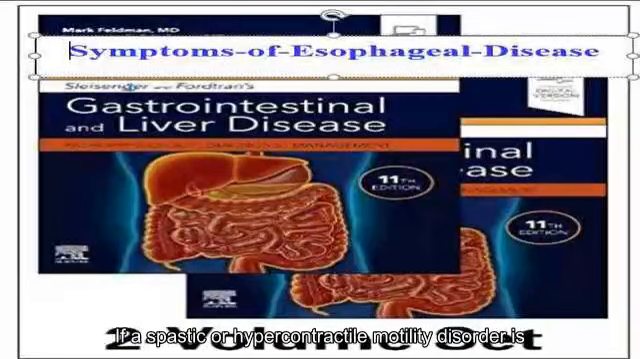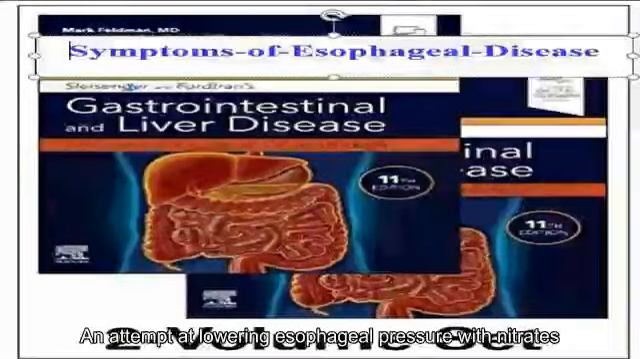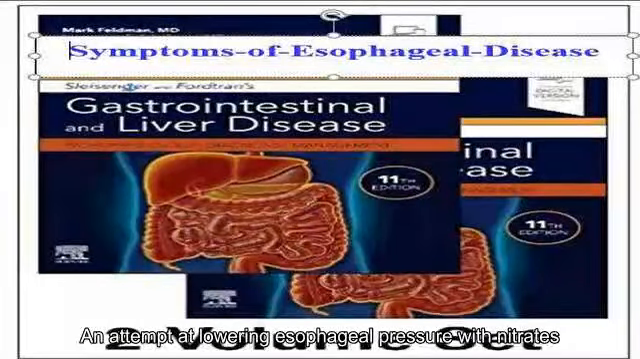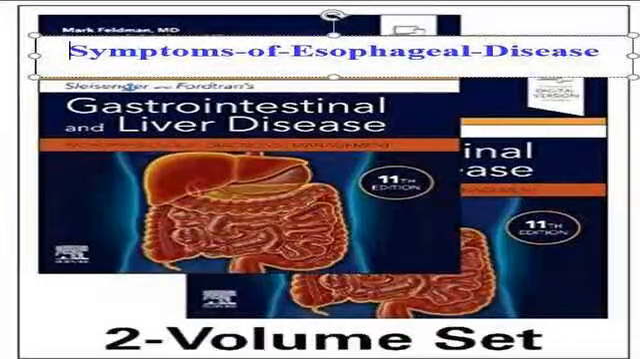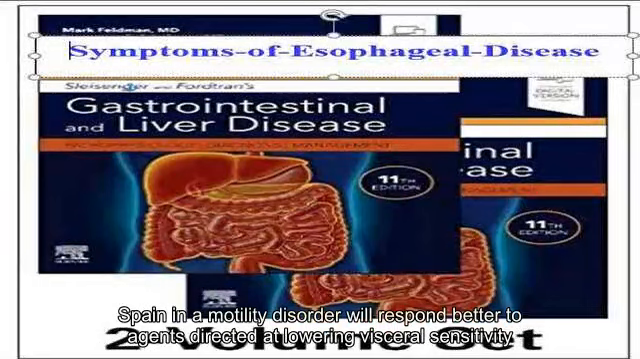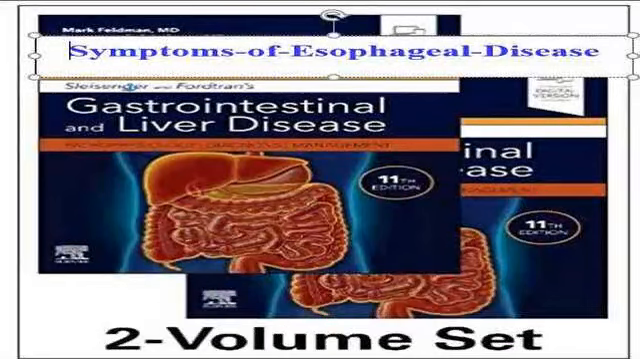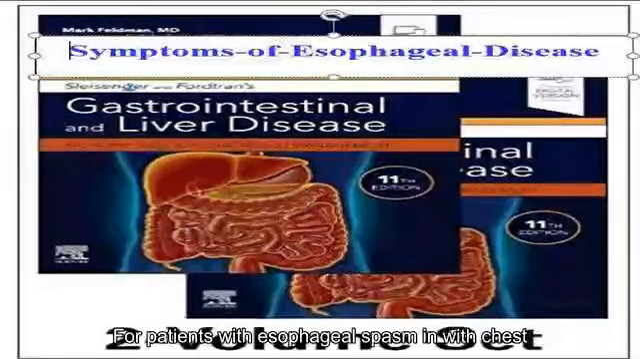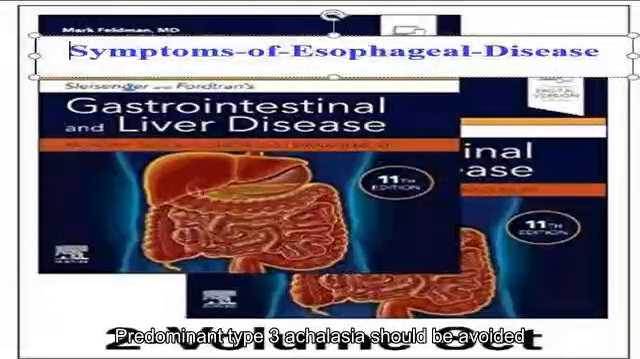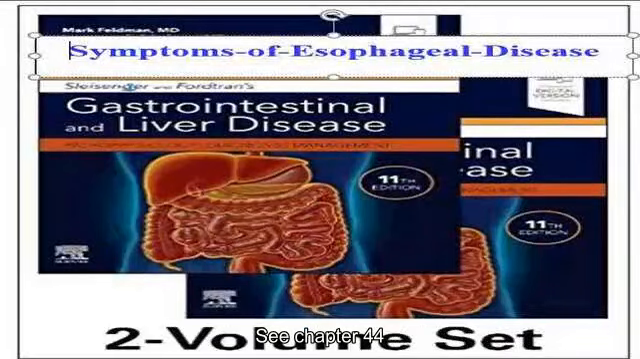If a spastic or hypercontractile motility disorder is discovered on manometry, an attempt at lowering esophageal pressure with nitrates or a calcium channel blocker is appropriate, although some patients with chest pain and a motility disorder will respond better to agents directed at lowering visceral sensitivity. Surgery, myotomy, for patients with esophageal spasm and with chest pain predominant type 3 achalasia should be avoided, see Chapter 44.